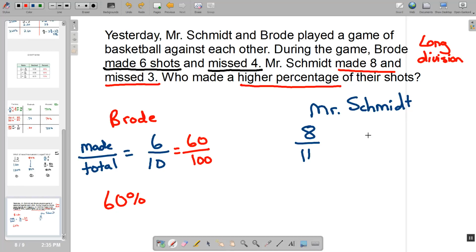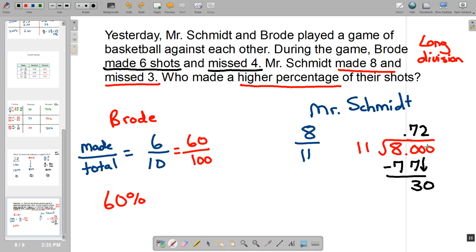So what I'm going to do is 8 divided by 11, and I'm going to add my zeros in. Well, 11 times 7 is 77. And I subtract, and I get 30 after I bring down my next 0. 11 times 2 is 22. I have 8 remaining, and I bring down an extra 0. And we're back to where we started. This will be another 7.